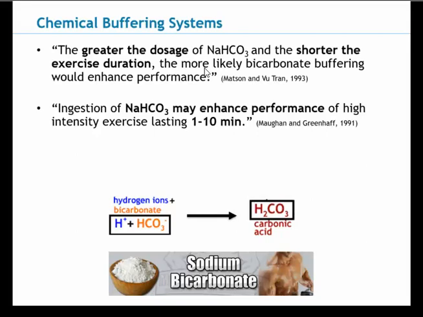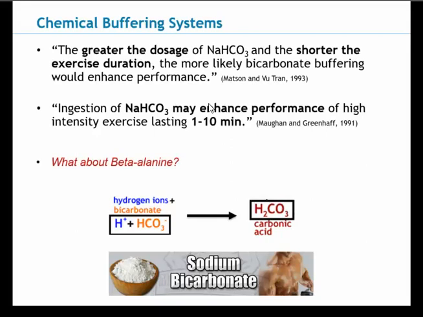It needs to be in this time frame because this time frame is when acidity occurs. This is when we have a high presence of hydrogen ions. And so if we want to buffer those away, we need to exercise at this duration.